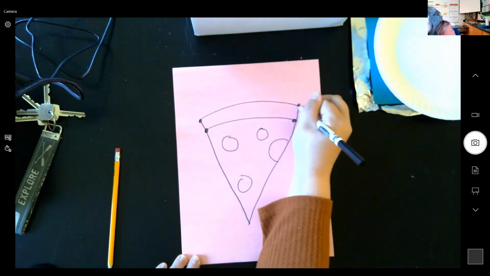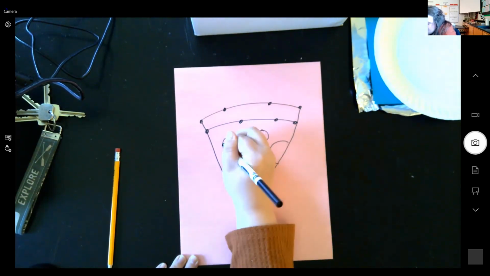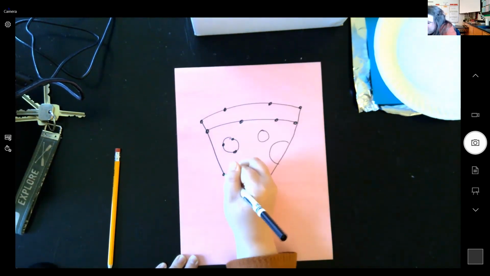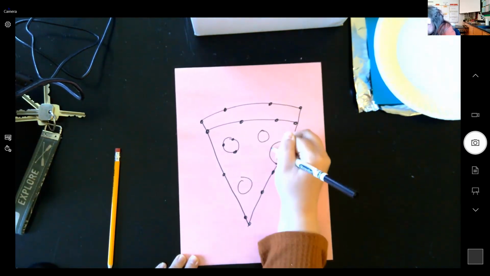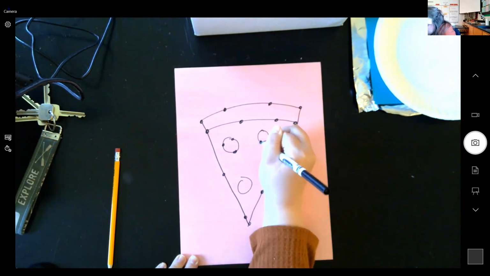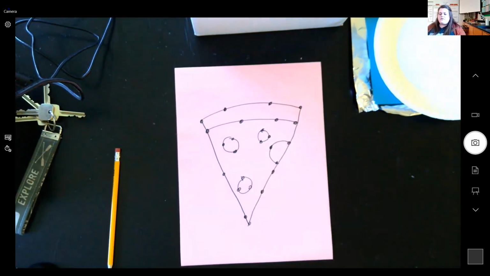All right, so then you're going to just draw your dots. Remember, just follow your own lines. The more dots, the better. And then you're just going to poke it through like we did before. Okay. That's all I have.